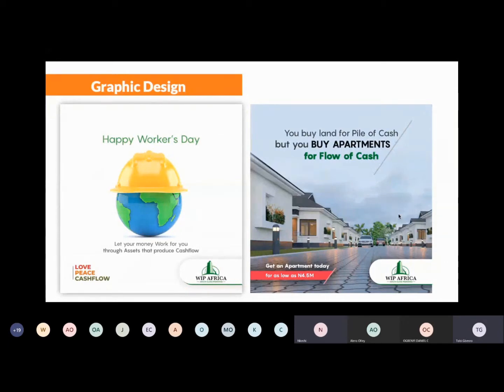Now, I'm going to dissect it. Yes. So can we all still see the screen?